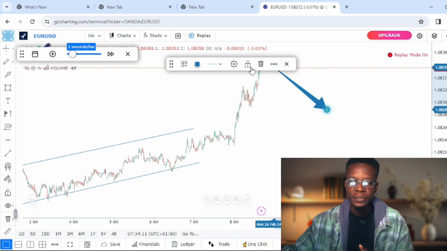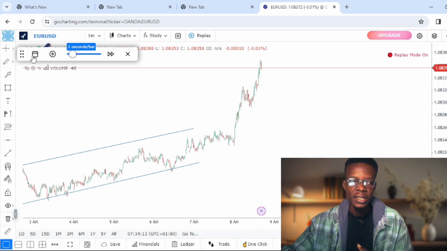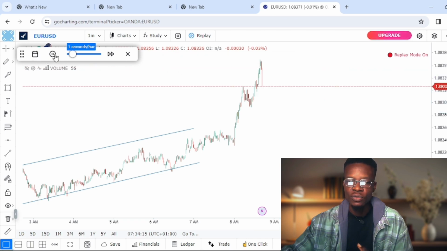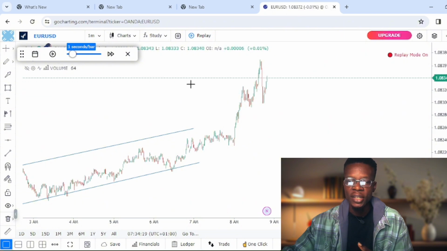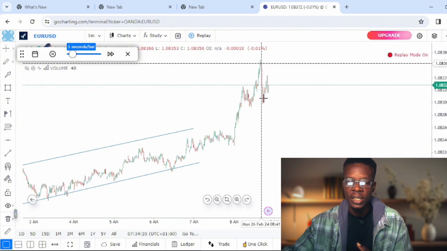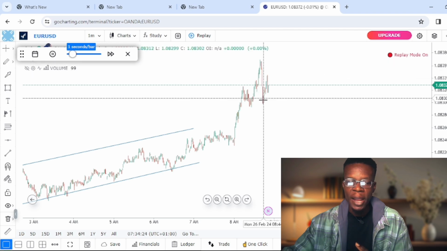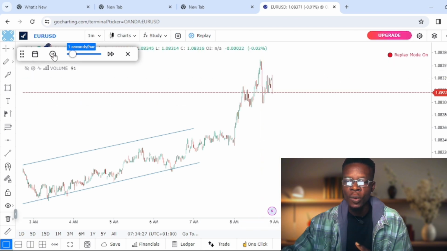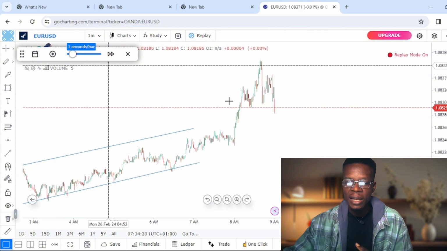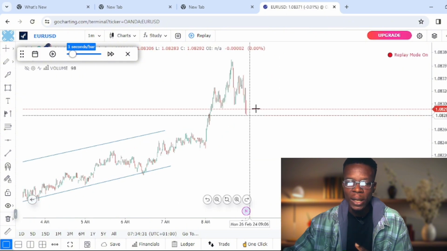So when we play, let's see what the price will do. You can see that the retracement phase is now happening, and the price fell very strongly. Now you can see that a minor low has already been created, and let's see what happens more. The price has now created another lower low.